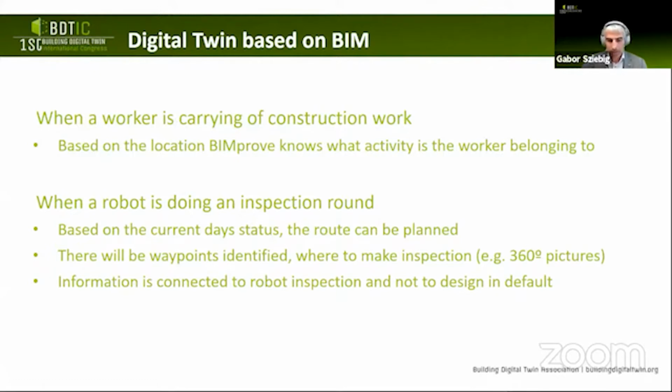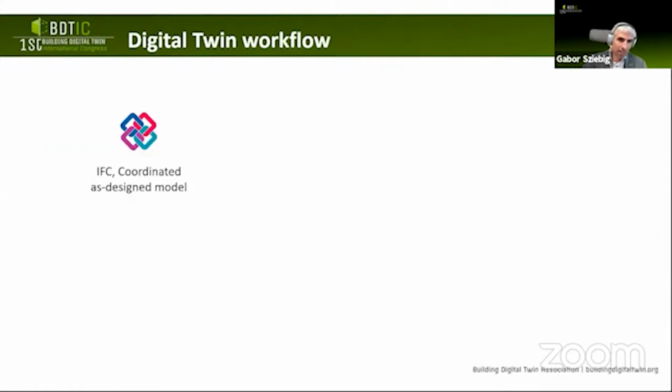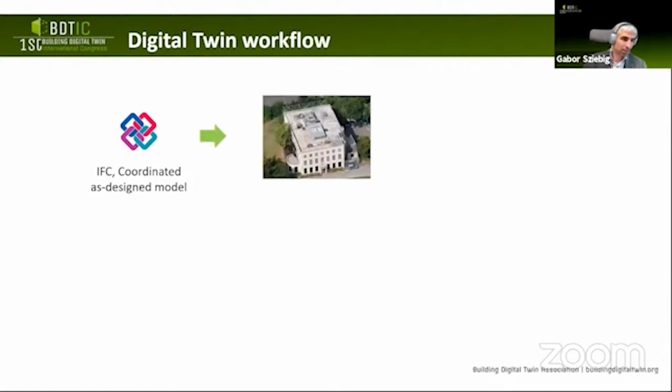And we also have the possibility to introduce inspection rounds, so we can send the robot on a kind of mission to do the mapping and to look around. So these are all part of the digital twin itself. And how do we see that this will work? First of all, we start with the design phase, where we know how the building will look.